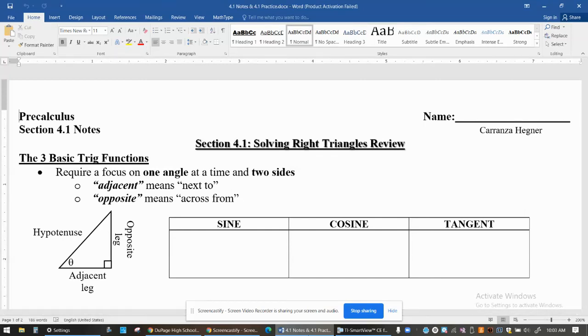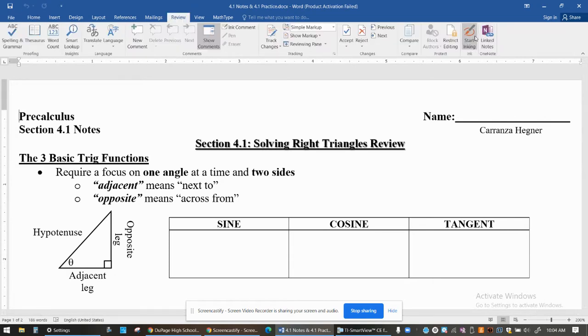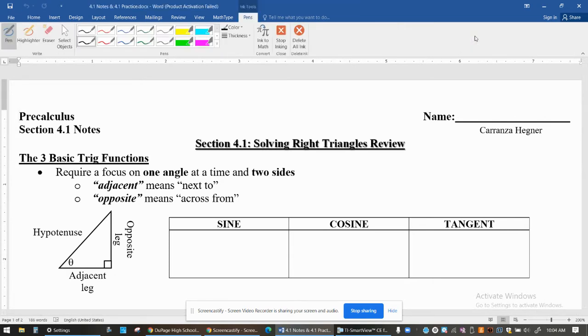Pre-Calc students, welcome to today's lesson on solving right triangles. The title says Solving Right Triangles Review because this is something that you have possibly studied already multiple times in your math career. Again, the main focus is on right triangles. Don't forget that this is key. Everything we're going to discuss today has to do with right triangles.